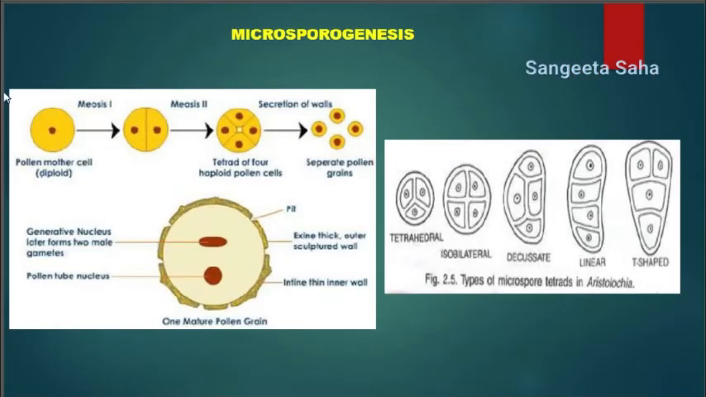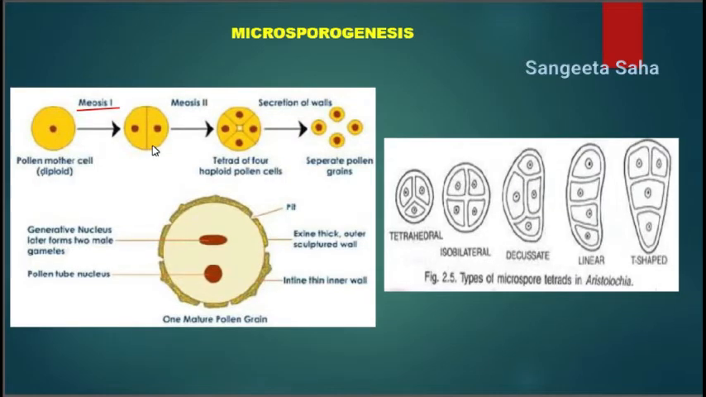This microspore mother cell that is being formed, which will ultimately lead to the pollen grains, is diploid in nature. Now this microspore mother cell undergoes the first meiotic division, that is meiosis 1. That means the microspore mother cell will result in the formation of 2 haploid cells by meiosis 1, and then again by meiosis 2, these 2 haploid cells will result in the formation of a tetrad of 4 haploid pollen cells.